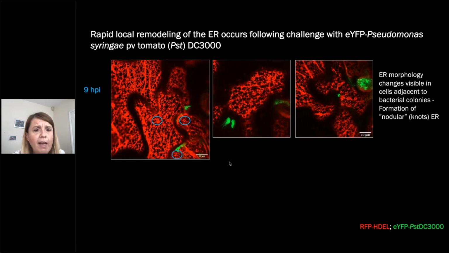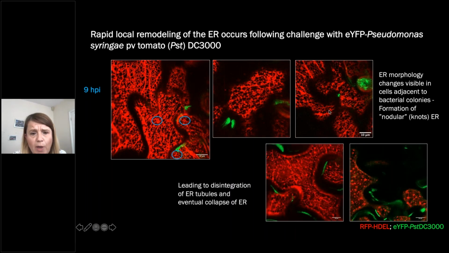However, by 9 hours, I can clearly see differences in the ER morphology. The ER seems to condense into these nodular knot-like structures, such as I've circled here and here and here as well. The ER colonies themselves are now very noticeable and very large. And then between 10 and 12 hours, I start to see complete disintegration of the ER tubules, and this eventually leads to complete collapse of the ER network entirely by around 12 hours.